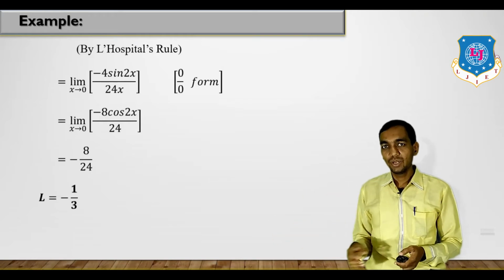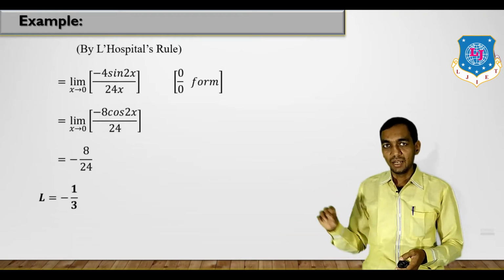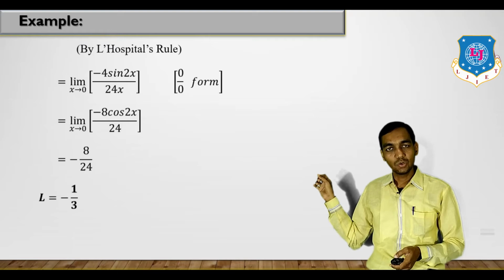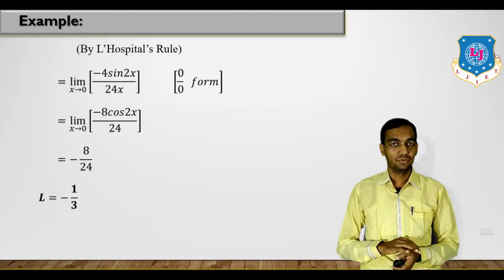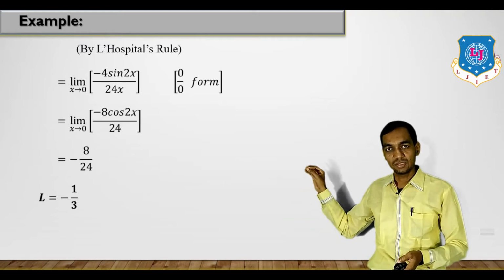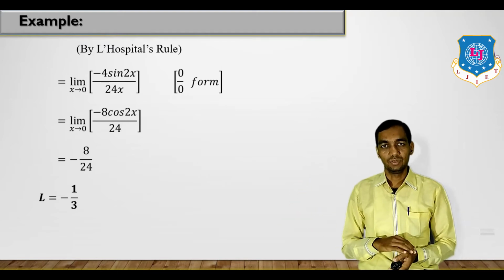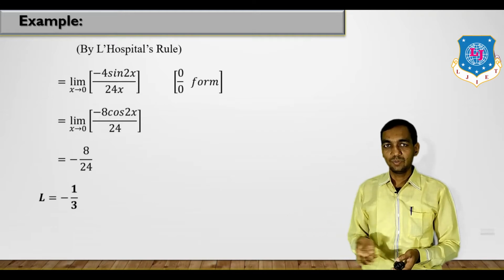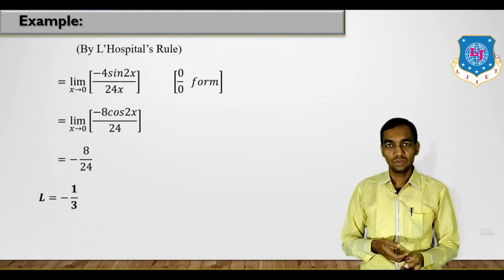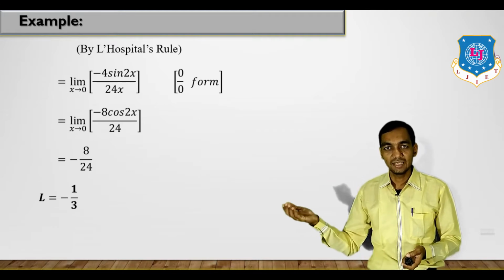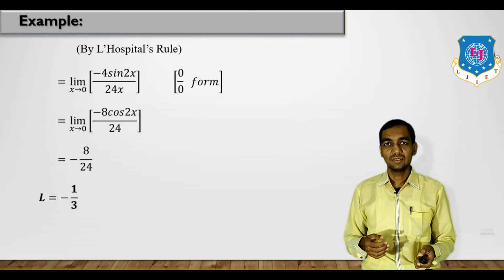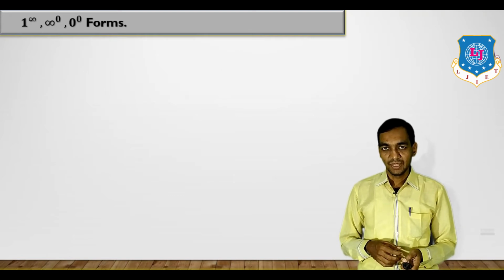So again we are going to apply L'Hopital's rule, and that will give you minus 8 cos 2x divided by 24. And now the denominator part is already non-zero, so applying the limit, that will give you minus 8 by 24, and that is the value minus 1 by 3.